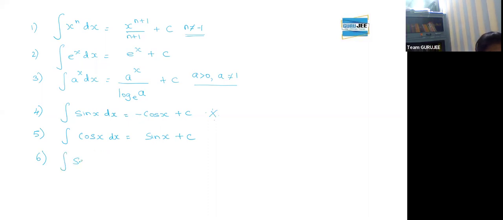Sec square x dx equal to tan x plus c. Next, cosecant square x dx equal to minus cot x plus c.